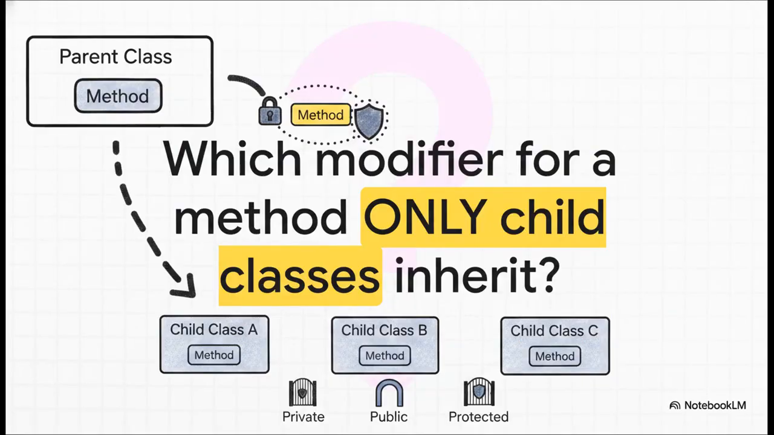Let's test that memory right now with another interactive quiz question. Which modifier should you use for a method that only child classes should inherit and use? Is it A, private, B, public, or C, protected? Try to apply what we just covered on the cheat sheet.